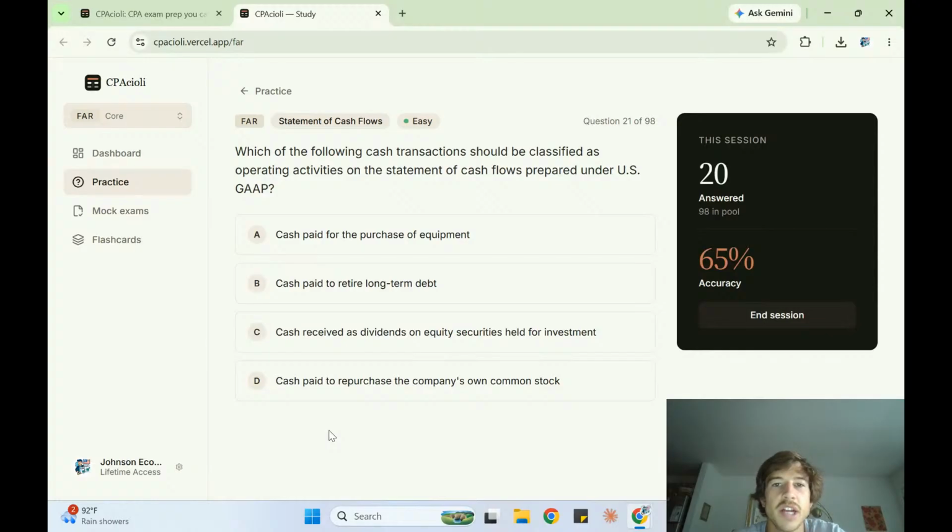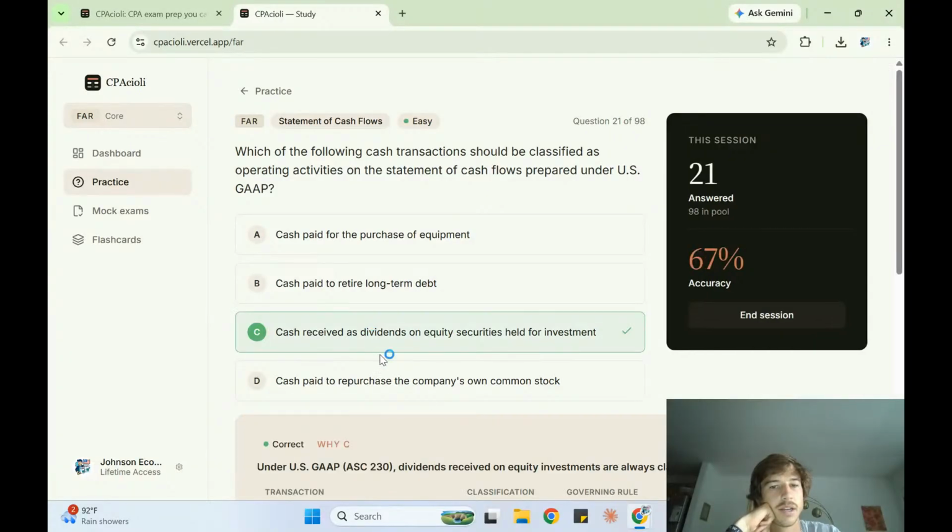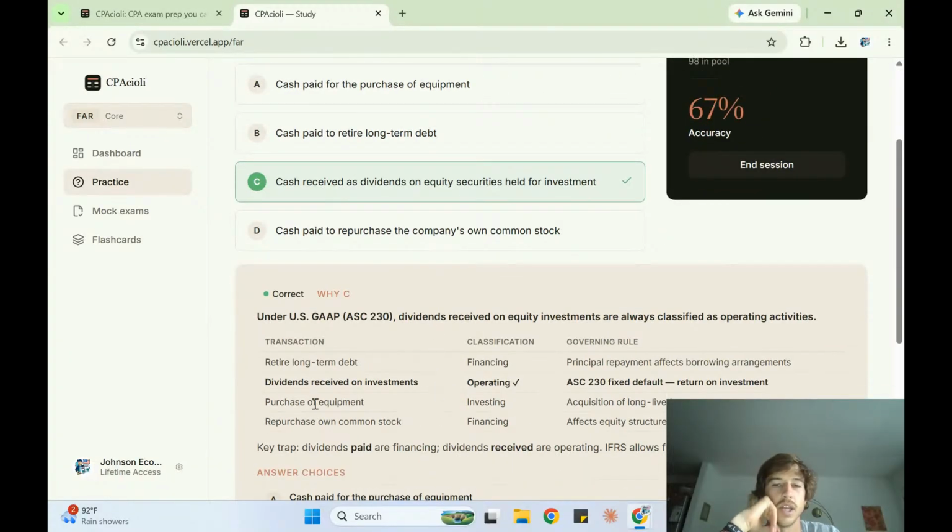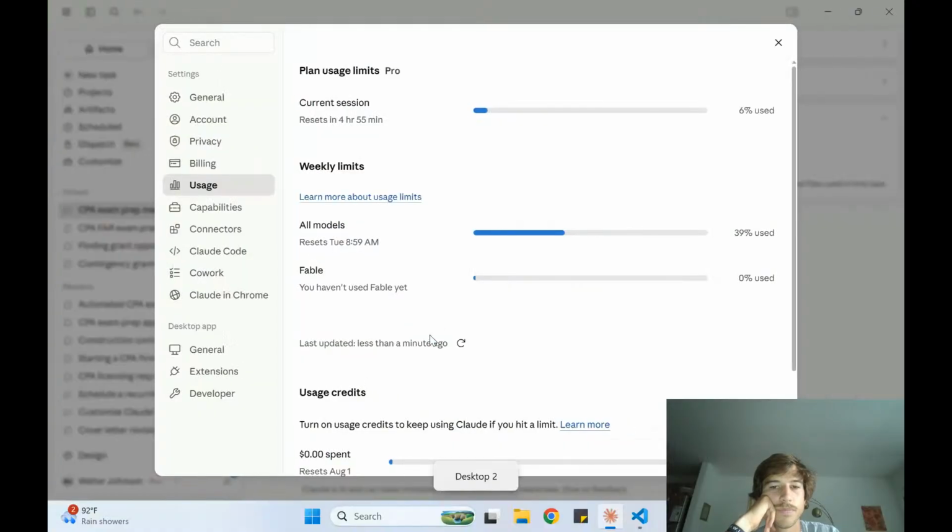Which of the following cash transactions should be classified as operating? Okay, this is an easy one. I better get this one right. Purchase of equipment is investing. Paid to retire long-term debt, financing maybe, or investing. Cash received as dividends, that should be it. And then cash to repurchase the company's own common stock, financing. Okay. Interesting.